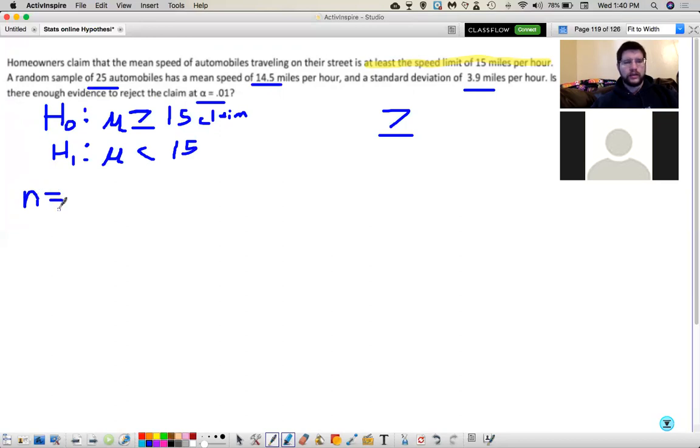N, that's an N, not an R. N is 25. Mean of those 25 is 14.5. And the standard deviation, what kind of standard deviation? A random sample has a mean speed of this and a standard deviation of that. That's S. It doesn't say it's the population standard deviation. That's the sample standard deviation. That's making this a t-test. So that's right there, either S or sigma, whichever one you got tells you what you're using. And we still need that alpha value, 0.01.